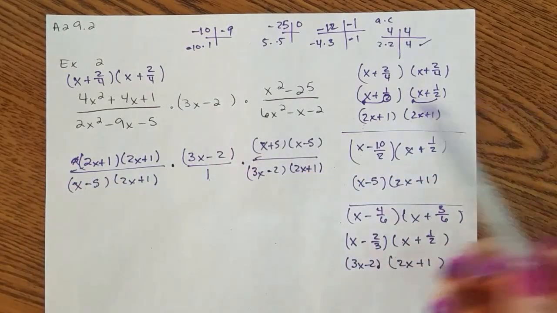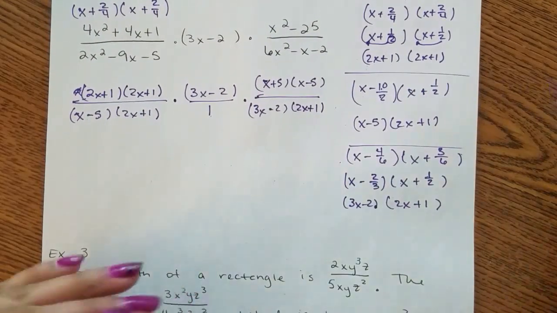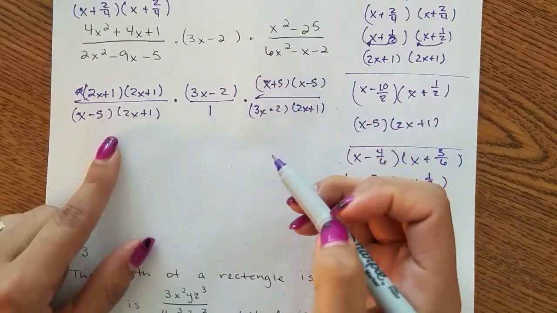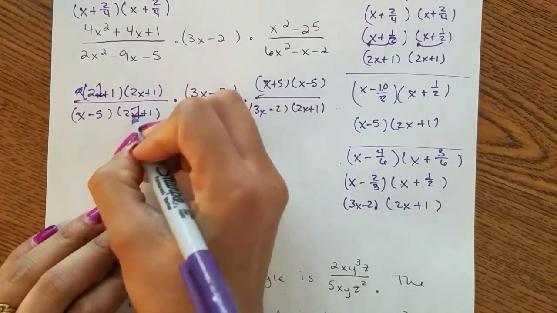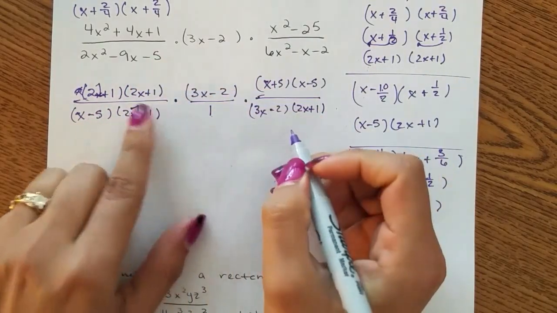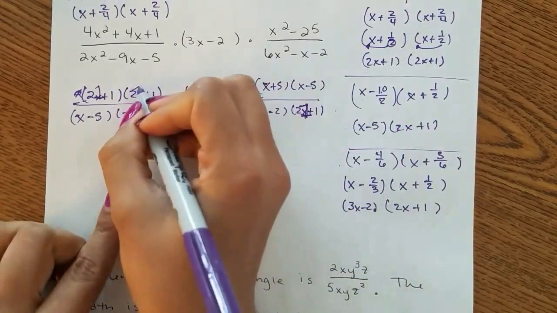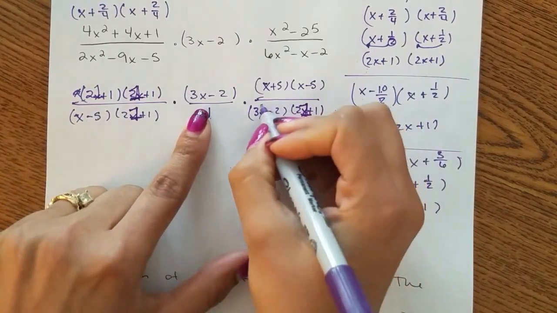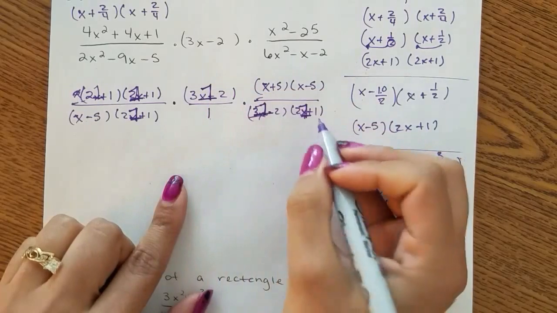And now you can go ahead and start simplifying, getting rid of whatever cancels out or whatever factors are the same. So I'm looking for a 2x plus 1. Okay, remember when they divide, they equal 1. Another 2x plus 1, I have one here. Let's see, 3x minus 2, there's one right here. Okay, so they simplify to 1.